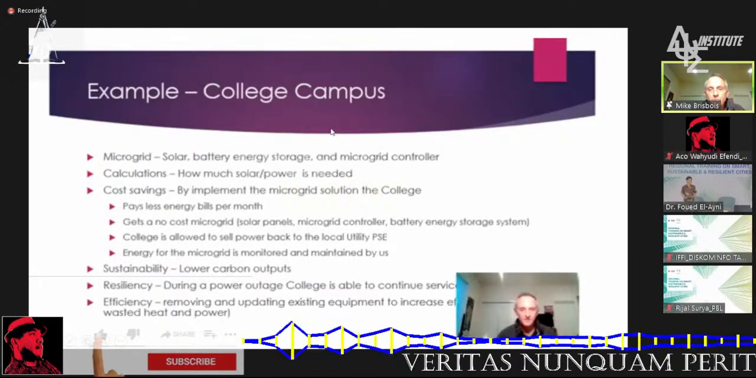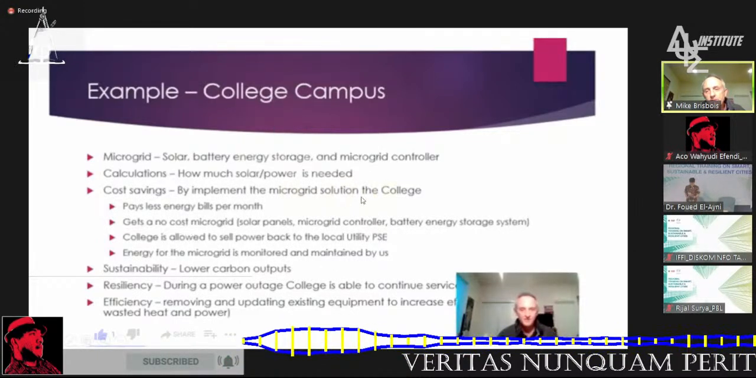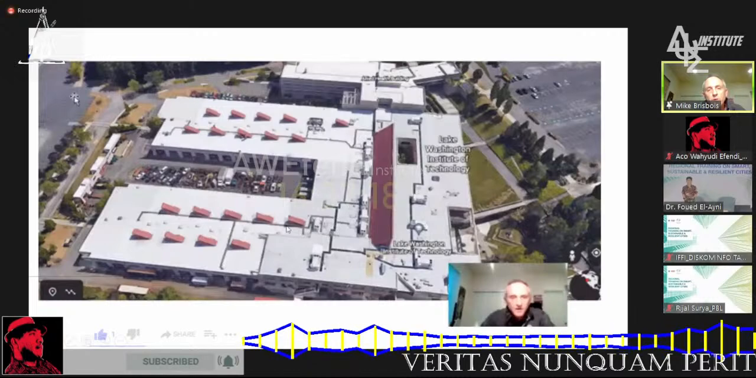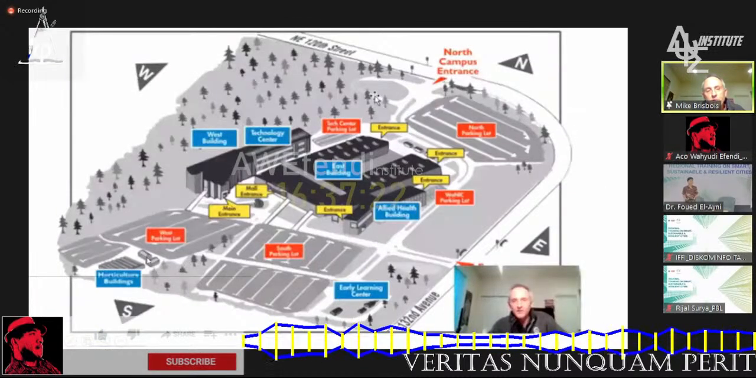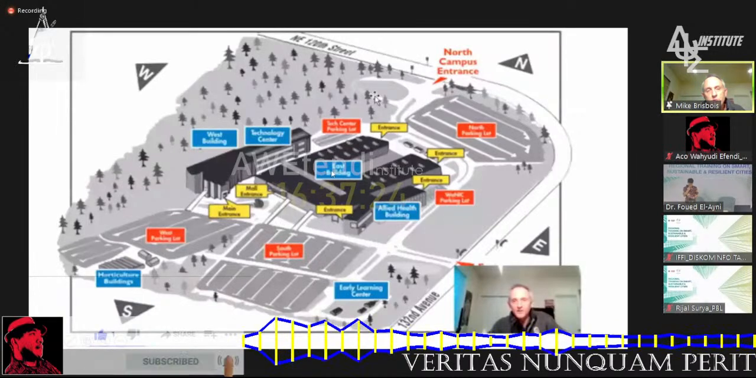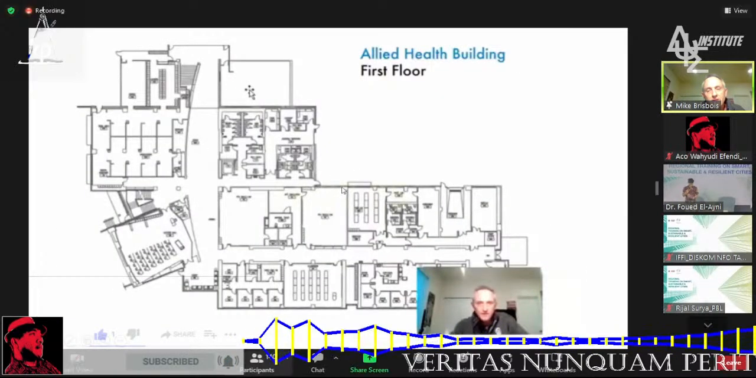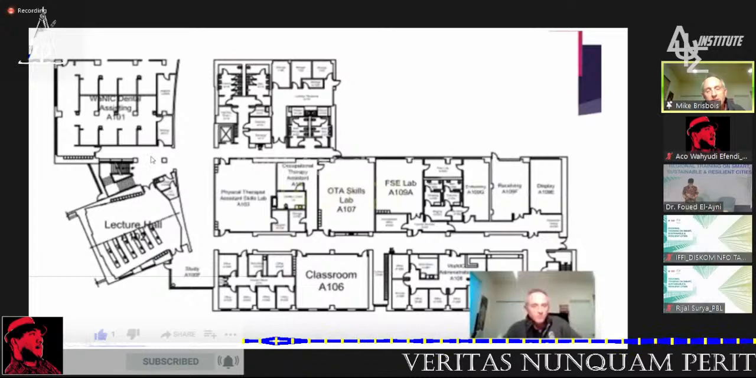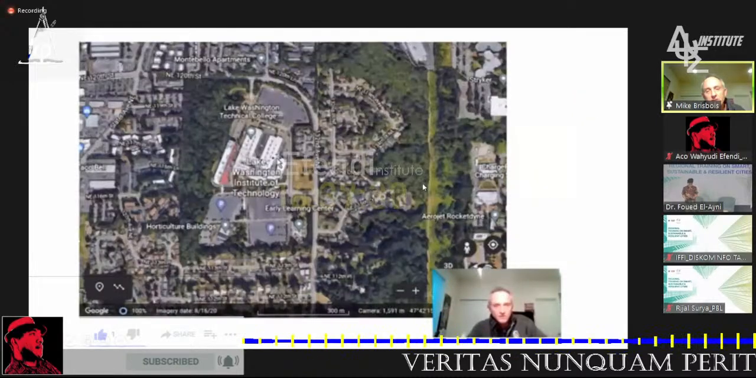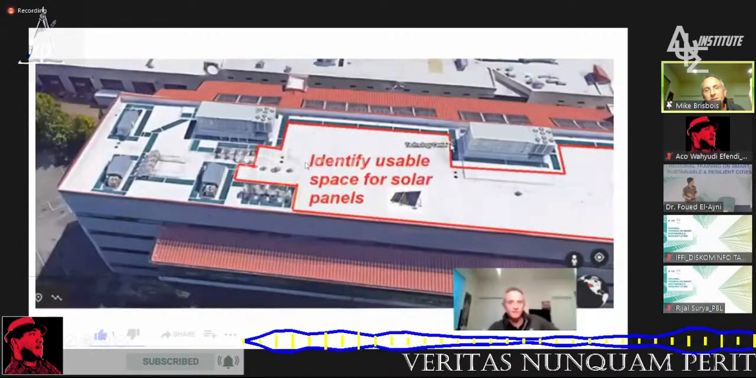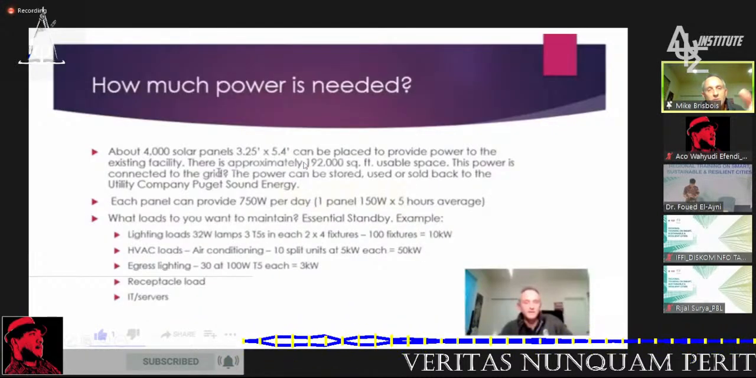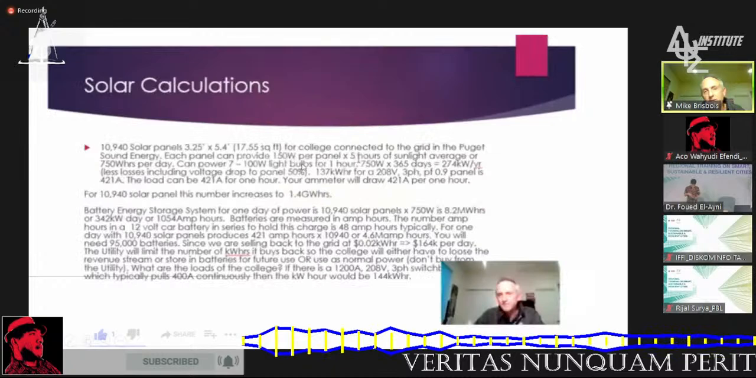So, example of the college. We put some solar panels. We looked at the site here on where to put it. We looked at maybe carports, and we looked for locations for the electrical rooms. Like I mentioned, carports, we did the calculations. I think we went over that. So we do the solar calculations.